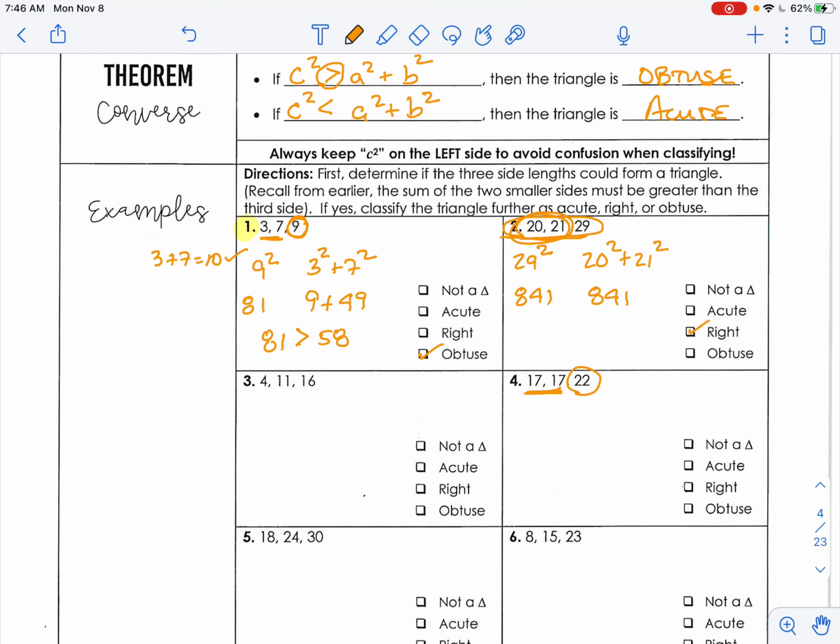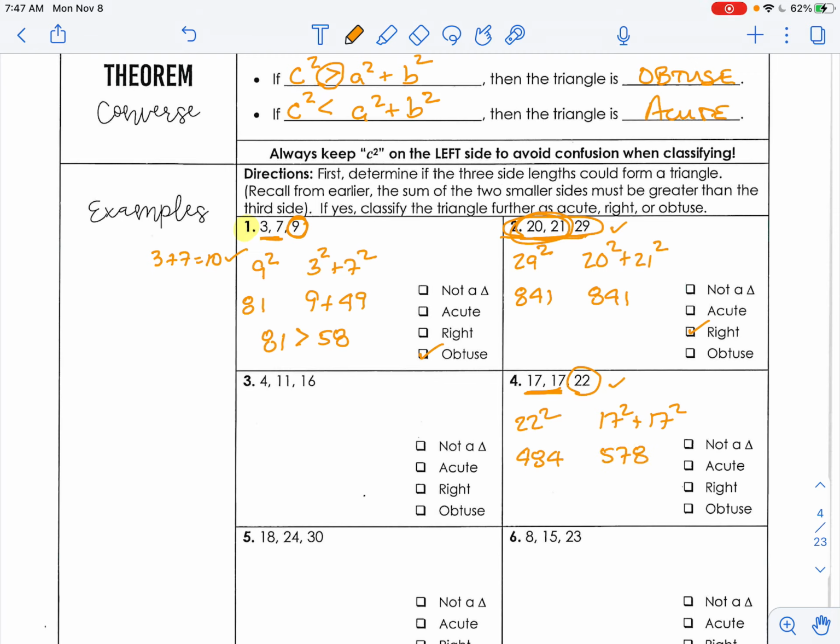That's a triangle. So then what I'm going to do is take the longest side here, 22 squared, and compare that to 17 squared plus 17 squared. This is going to give me 484. This is going to give me 289 plus 289. If you can do it on the calculator, you can trust me, it turns out to be 578. That means it's less than. So what does that mean? It is a triangle. It's not a right triangle because it's not equal, and it is acute.